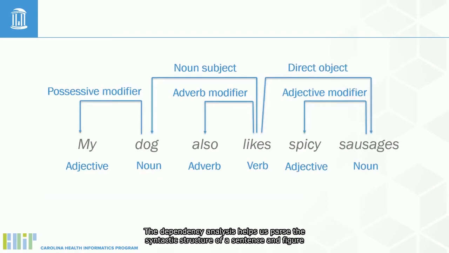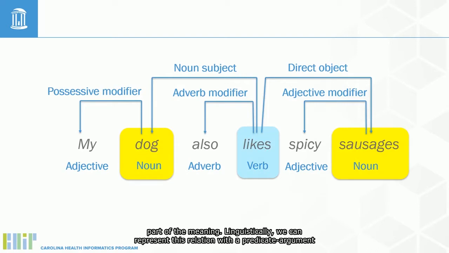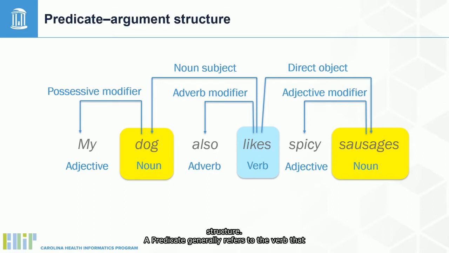The dependency analysis helps us parse the syntactic structure of a sentence and figure out its semantic meaning. In this sentence, "dog likes sausages," "dog," "likes," and "sausages" serve the major part of the meaning. Linguistically, we can represent this relation with a predicate-argument structure.